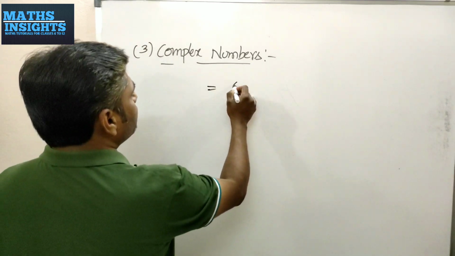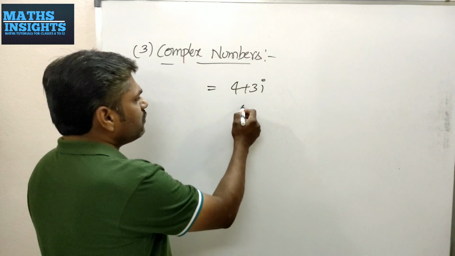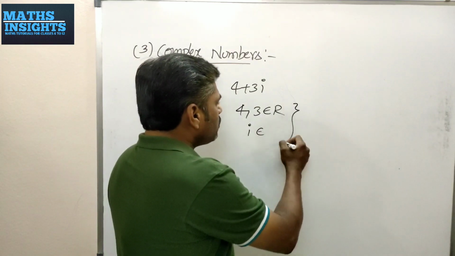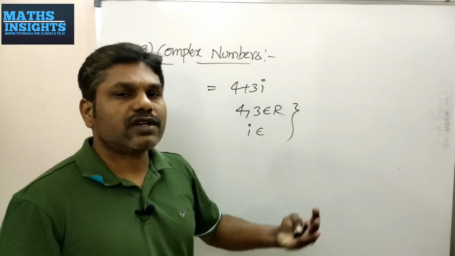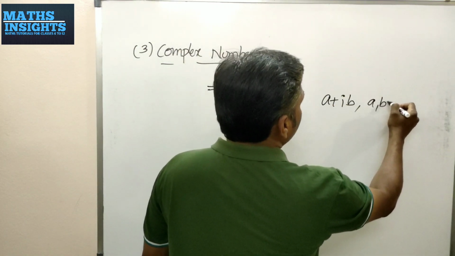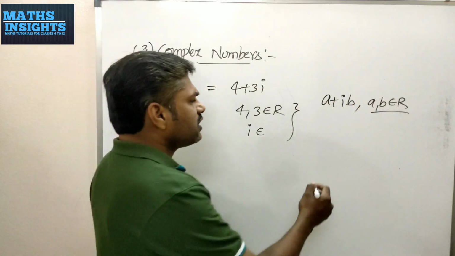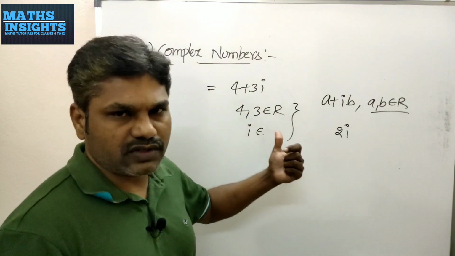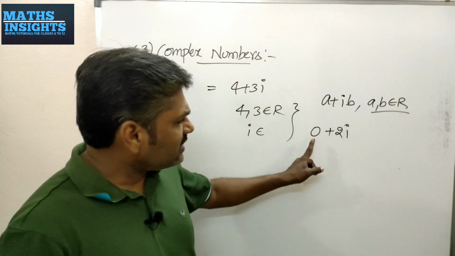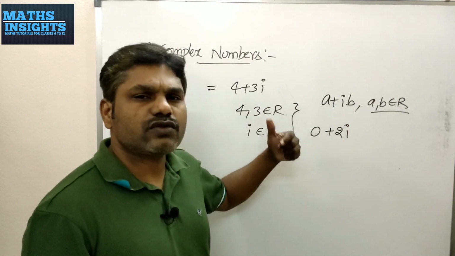Suppose I am writing 4 plus 3i. In this case, you could find real numbers and imaginary numbers. Here 4, 3 belongs to the set of real numbers. i is an imaginary number. So if you combine both an imaginary number and a real number, those are called complex numbers. The general form of complex numbers is a plus ib, where a, b belongs to the set of real numbers. Therefore, any number in the form of a plus ib, suppose 2i, is also a complex number along with being an imaginary number. Why? Because you may write 0 plus 2i, where 0 and 2 belong to the set of real numbers. Therefore, any imaginary number is also a complex number.